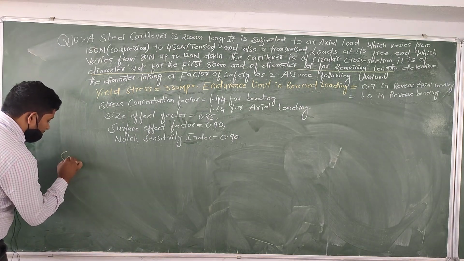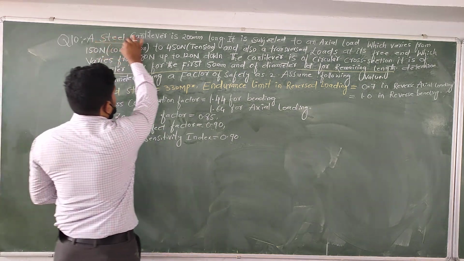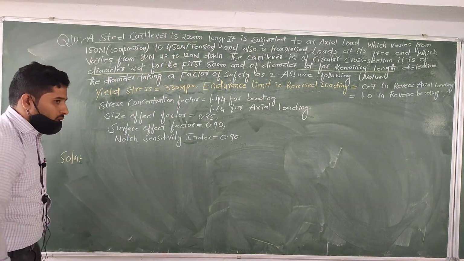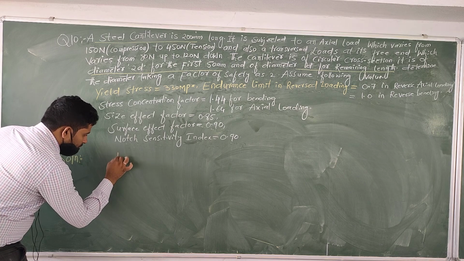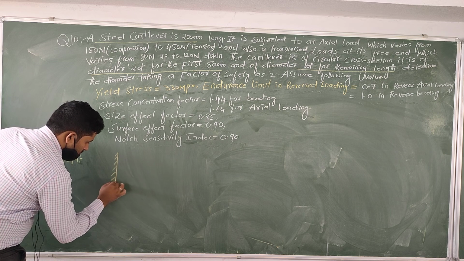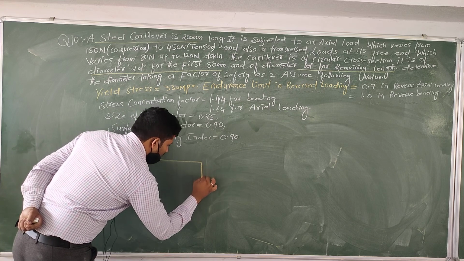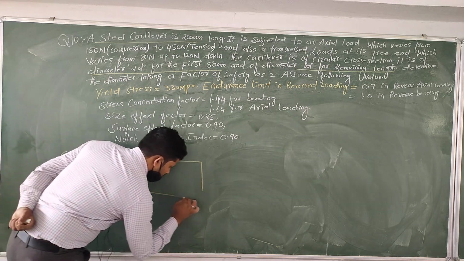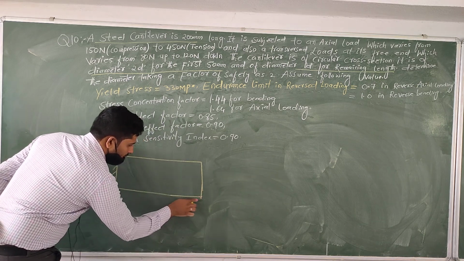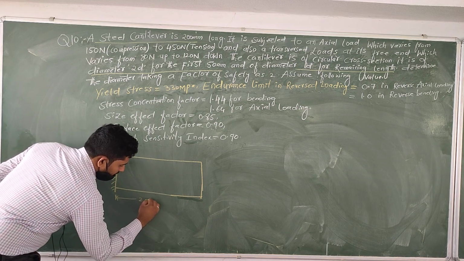Let us see over here. The first thing is a steel cantilever. The total length of the beam is given as 200 mm. I will draw the cantilever beam. The total length of the beam is 200 mm.